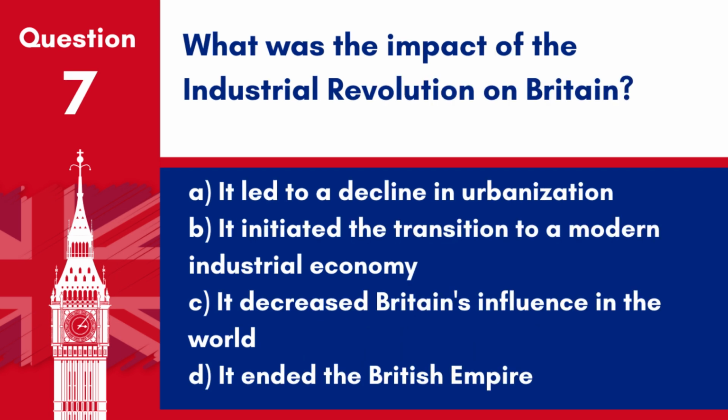Question 7. What was the impact of the Industrial Revolution on Britain? A. It led to a decline in urbanization. B. It initiated the transition to a modern industrial economy. C. It decreased Britain's influence in the world. D. It ended the British Empire.